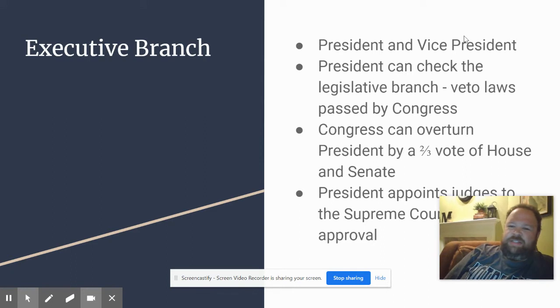The executive branch is the president and vice president. The president can check the legislative branch by vetoing laws passed by Congress, and Congress can overturn the president by a 2/3 vote of the House and Senate. The president also appoints the judges to the Supreme Court with the Senate approval.